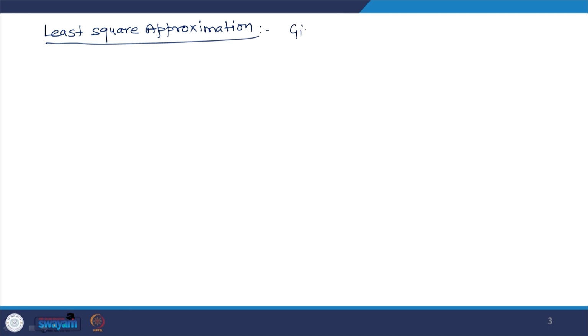So, given Ax = b, where A belongs to R^(m×n), that is, A is an m by n matrix having real entries, and m is quite bigger than n, that is, we have an overdetermined system. So in this case, how to find the least square approximation?